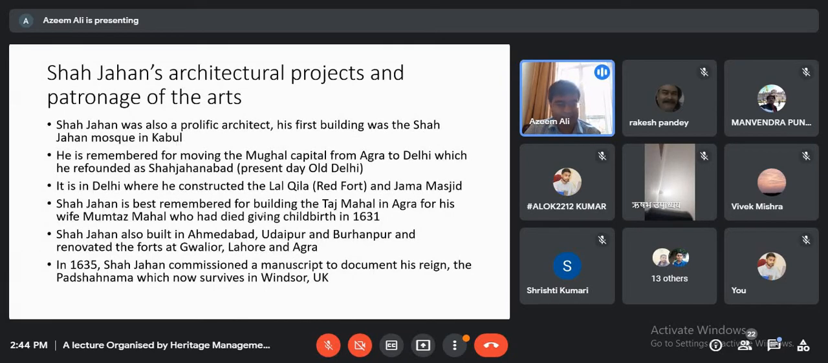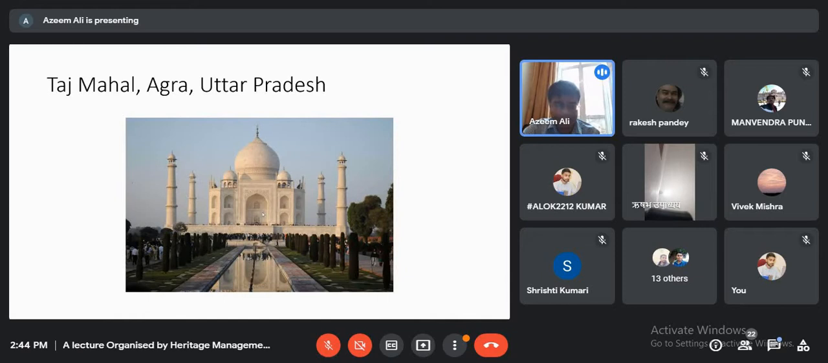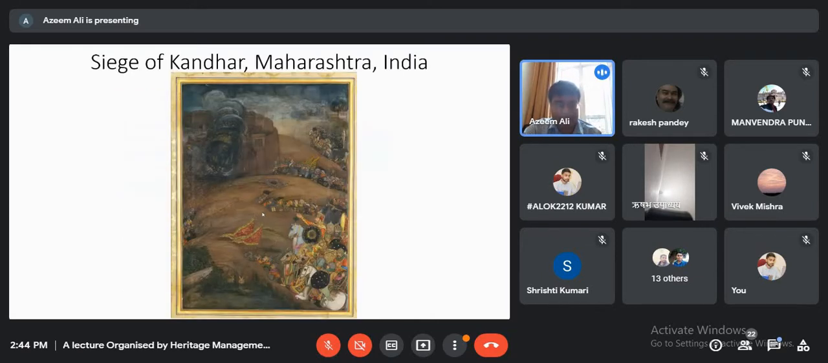And in 1635, Shah Jahan commissioned a manuscript to document his reign, the Padshahnama, an example of which survives in Windsor in the UK. And here's obviously the Taj Mahal. And then this is a folio from the Padshahnama. This is the siege of Kandahar in Maharashtra.